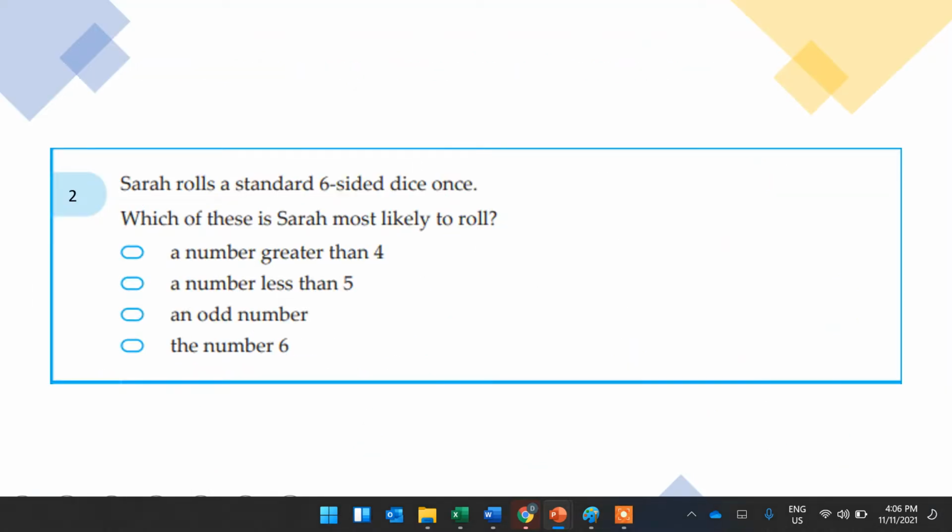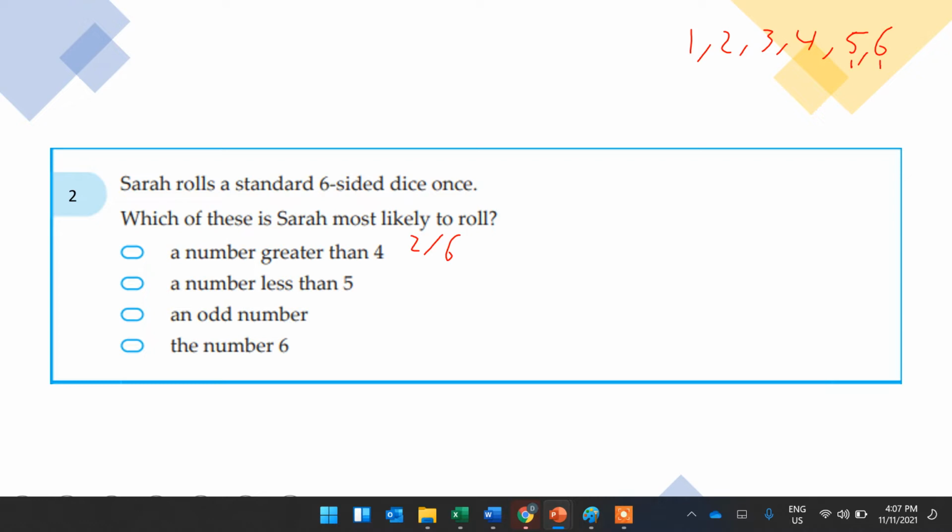Sarah rolls a 6-sided die once. Which of these is Sarah most likely to roll? So if you roll a 6-sided die, here's your options. Number greater than 4, you've got 5 and 6 as your options. So you've got 2 out of 6 options, because there's 6 options obviously, 1, 2, 3, 4, 5, 6. 2 of those options are greater than 4.